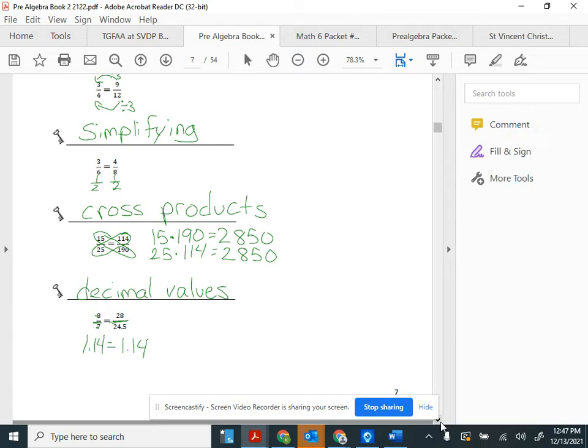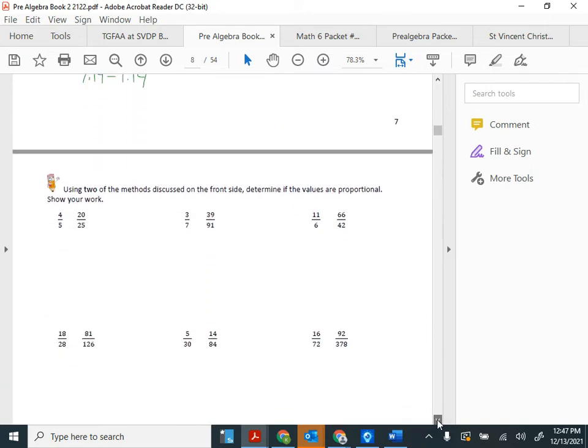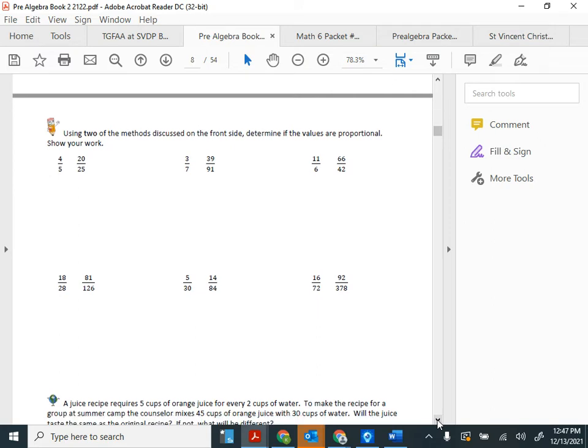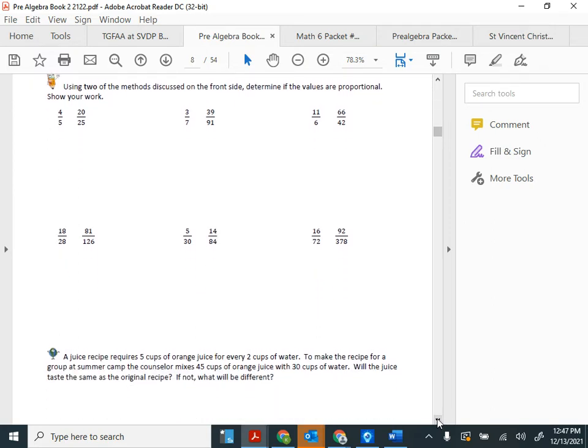So let's take a look at what we're doing with this information. Let's look at our next page. Using two of the methods discussed on the front side, determine if the values are proportional. Show your work. So don't just use your calculator and divide the numerator and denominator and write what that is. Show what you're doing.